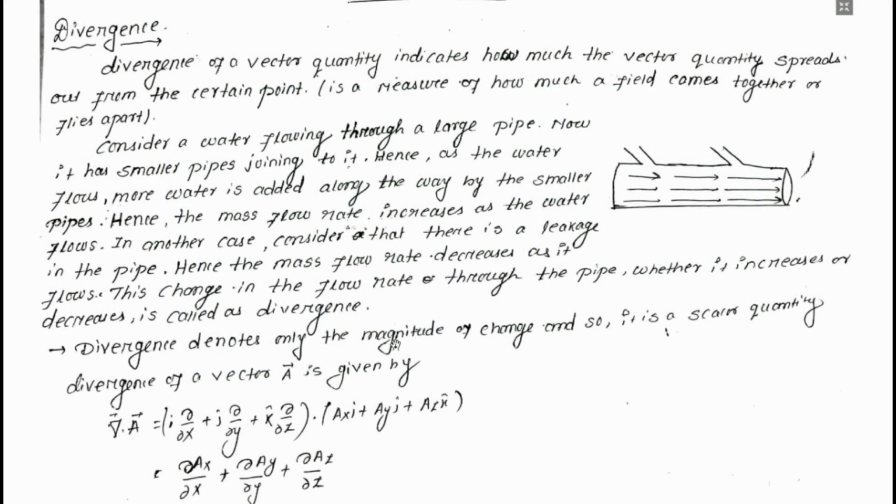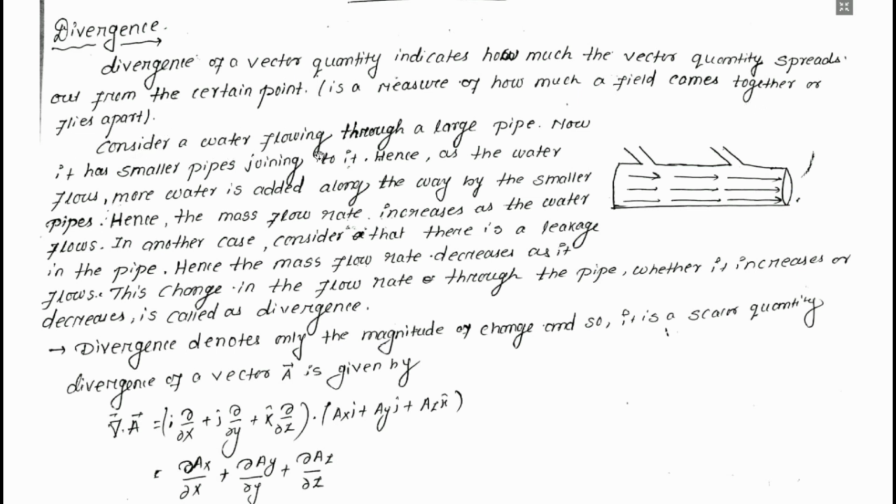Let us discuss some brief theory on divergence. Divergence of a vector quantity indicates how much the vector quantity spreads out from a certain central point, and it is a measure of how much a field comes together or flies apart.